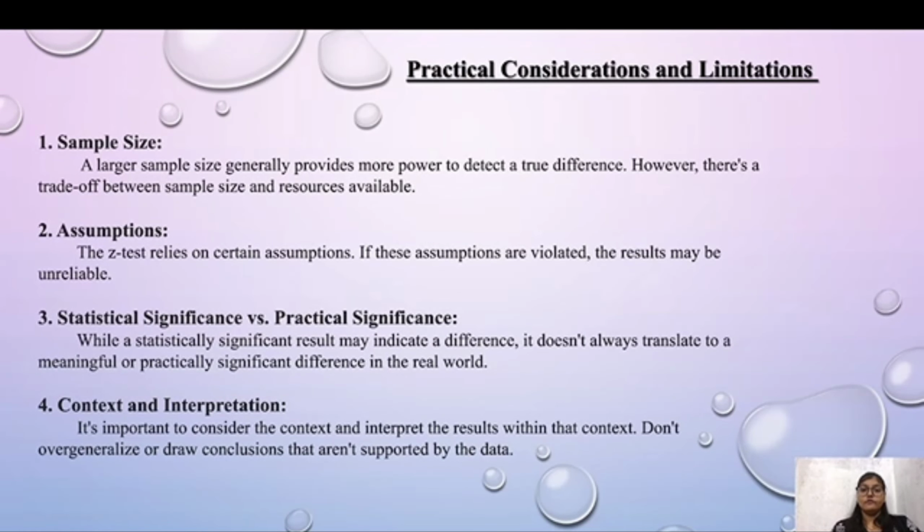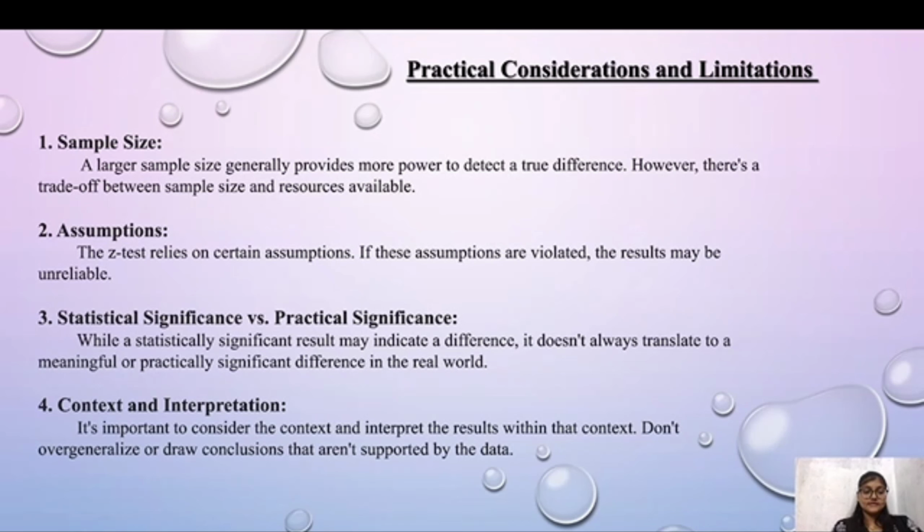And next we have practical considerations and limitations. First is the sample size. A larger sample size generally provides more power to detect true differences. However, there is a trade-off between sample size and resources available. And second is assumptions. The z-test relies on certain assumptions. If these assumptions are violated, the results may be unreliable.